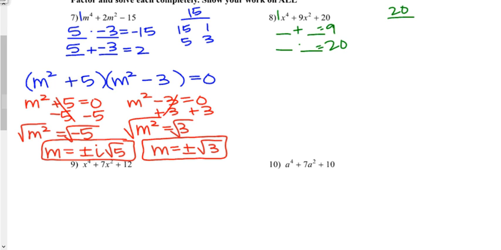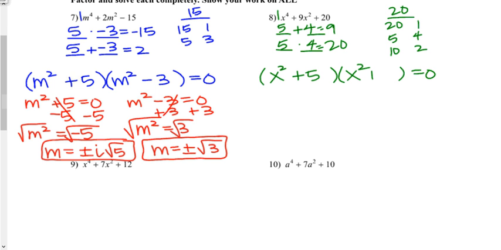So factors of 20. Let's see, we have 20 and 1, 5 and 4, 10 and 2. 5 and 4 is going to work the best here. Everything positive, so 5 plus 4, and then 5 times 4 to give me 20. Alright, so I can just move down here to this part. I have x squared plus 5 plus 4. And then I can solve.